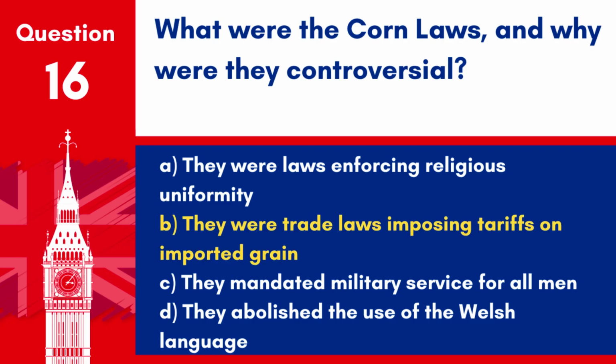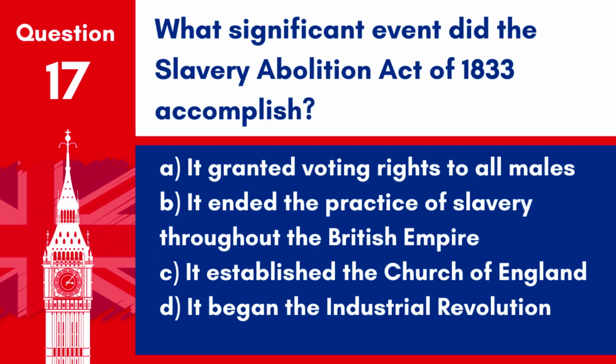Answer. B. They were trade laws imposing tariffs on imported grain. The Corn Laws were controversial because they kept grain prices high to benefit domestic producers, but at the cost of higher food prices. Question 17. What significant event did the Slavery Abolition Act of 1833 accomplish?